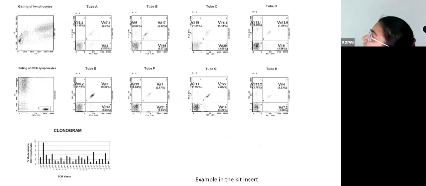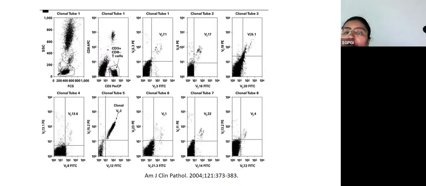So in this case, this is one of the kit inserts. What it shows you is that this particular V beta 5.3 is on the FL2 channel, that is PE. You have V beta 3 on FITC, and the third, V beta 7.1, is conjugated with both FITC as well as PE, so it will come in the double positive area. So this is the kind of spread of a normal peripheral blood sample, on which the company gives you a clonogram which you can make of each of the V beta percentages of the antibodies.